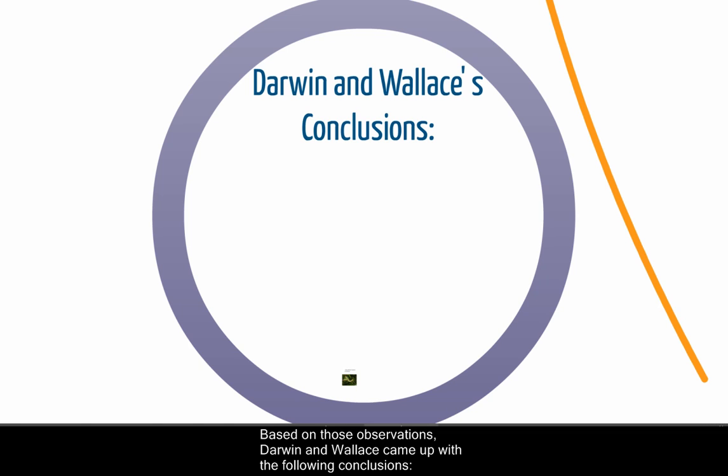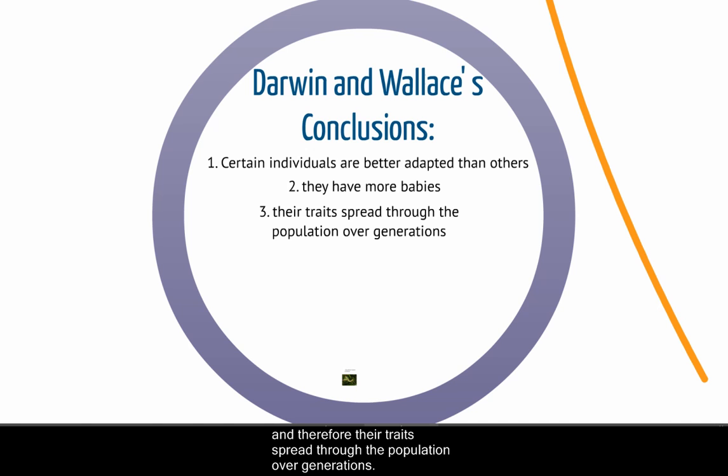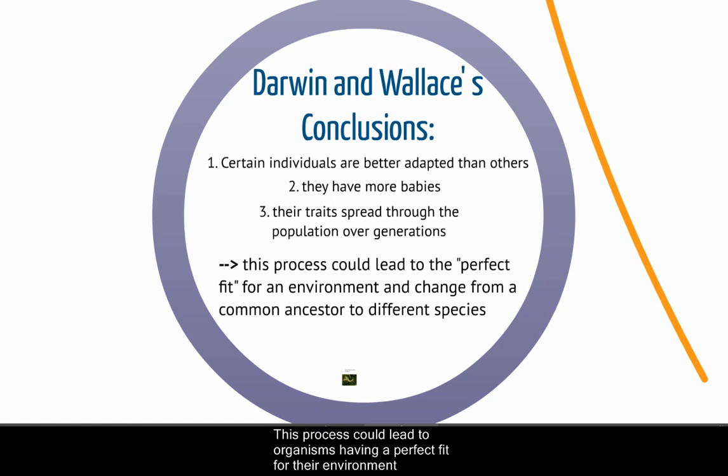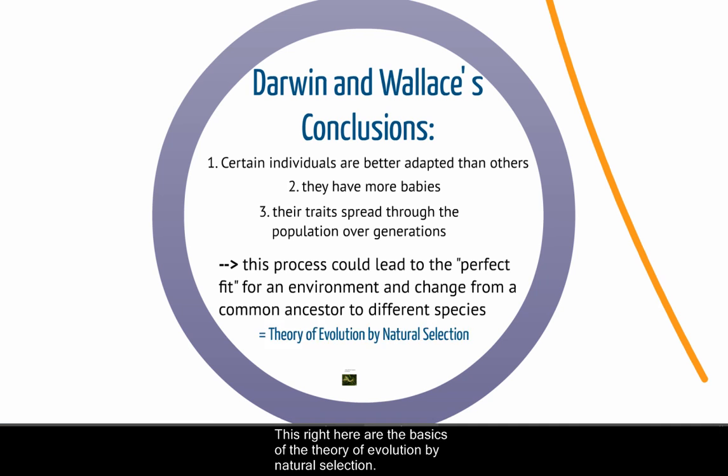So based on those observations, Darwin and Wallace came up with the following conclusions. Certain individuals are better adapted than others. Those individuals have more babies, and therefore their traits spread through the population over generations. This process could lead to organisms having a perfect fit for their environment and change a common ancestor into different species based on different environmental factors. This right here are the basics of the theory of evolution by natural selection.